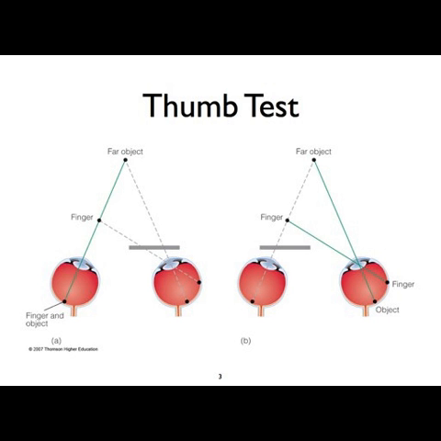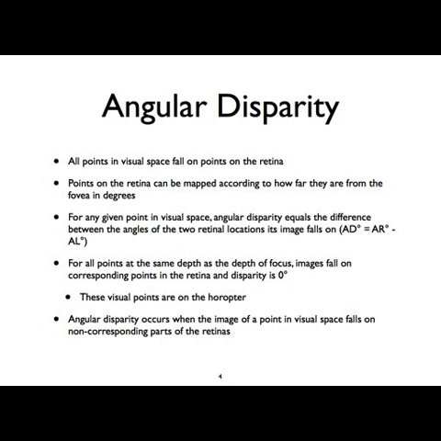So the way that we calculate distances is based on what's called angular disparity. So this is the disparity between the images in the two eyes. What is the angle of that difference? So all points in the visual space fall on points in the retina. It's just saying the same thing, right? Points in the retina can be mapped according to how far away they are from the fovea. So what is the angular distance from the fovea?